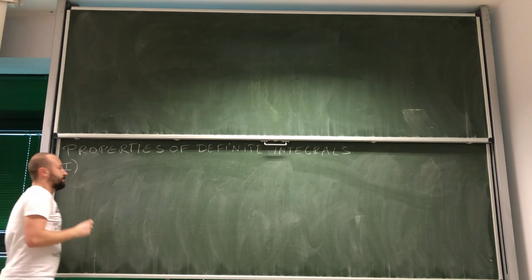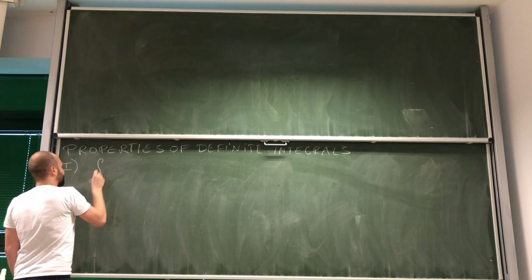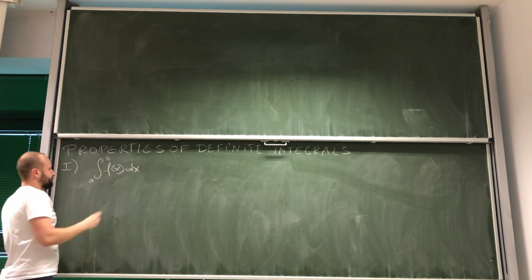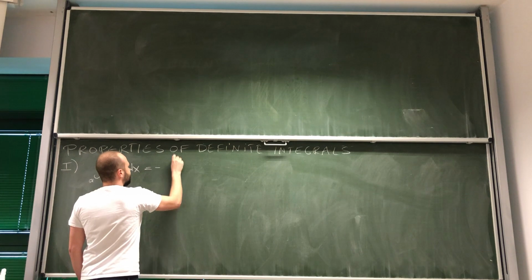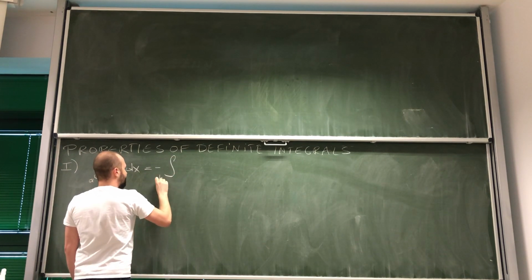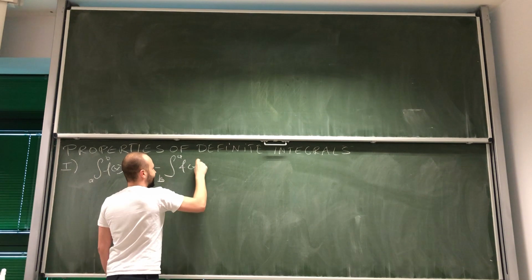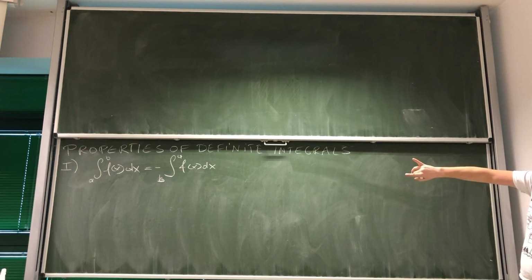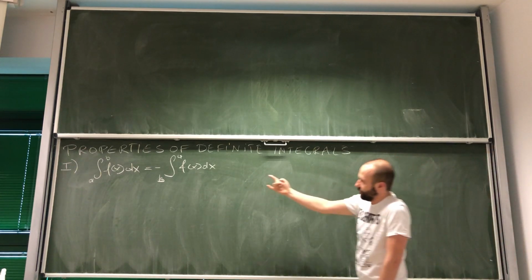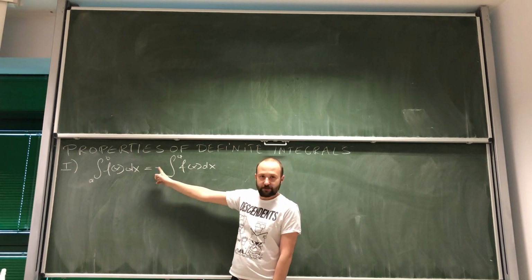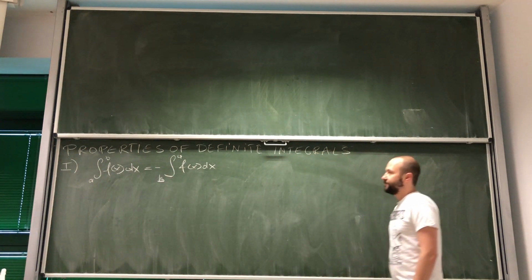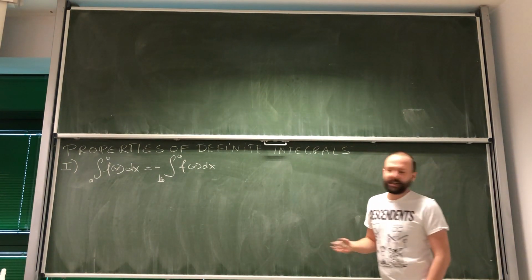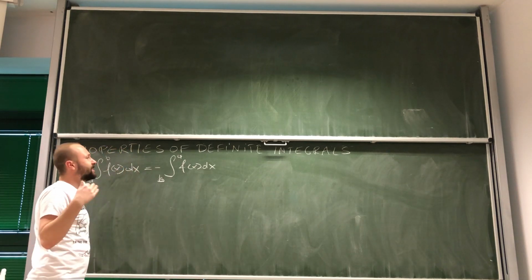Property number one basically says that the integral from a to b of f of x dx is equal to minus the integral from b to a of f of x dx. Look, what has happened over here? I've changed the upper and lower limits of integration and introduced a minus up front. Okay, first I'm going to prove this rule, which is actually very easy, and then we're going to discuss what it means.